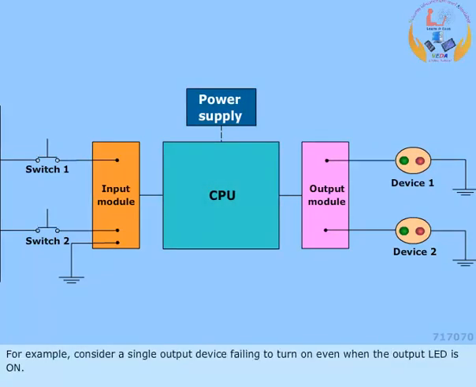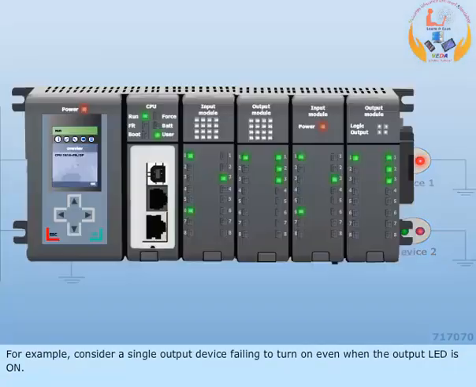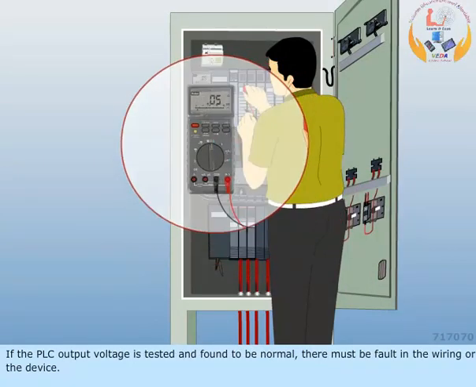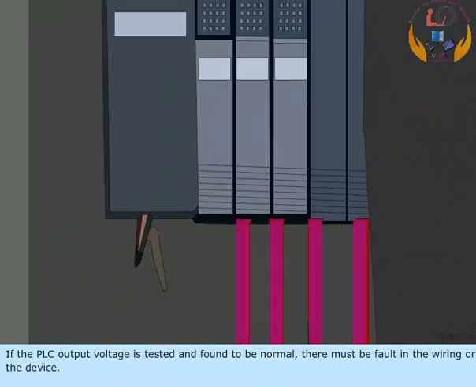For example, consider a single output device failing to turn on even when the output LED is on. If the PLC output voltage is tested and found to be normal, there must be a fault in the wiring or the device.